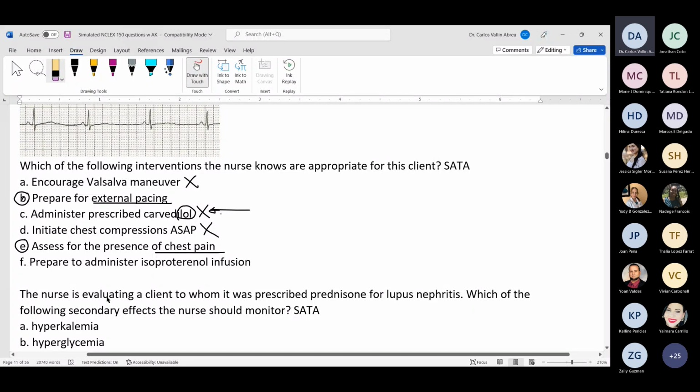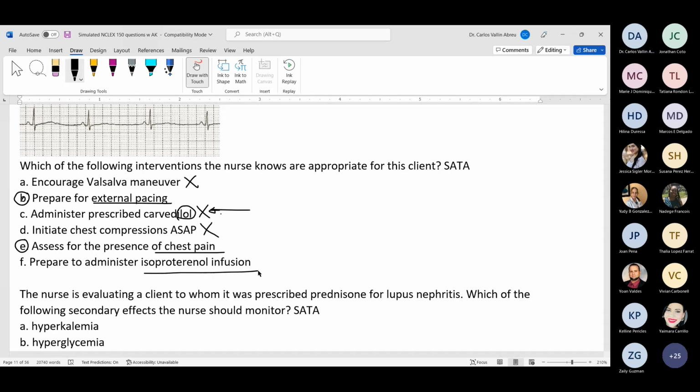Okay, prepare to administer the medication isoproterenol. What do you know about this medication? Isoproterenol is a medication that you need to know. It's a beta 1 agonist. And the SA node has beta 1 receptors. If you stimulate the beta 1 receptor of the SA node, the heart rate will increase.